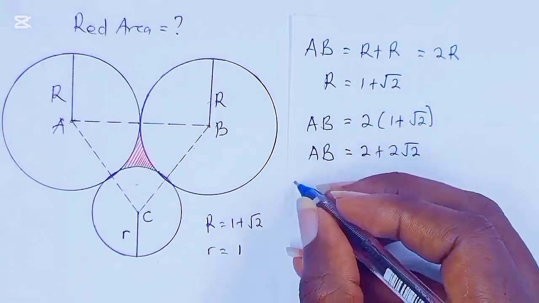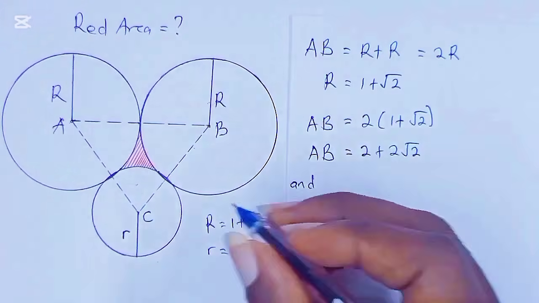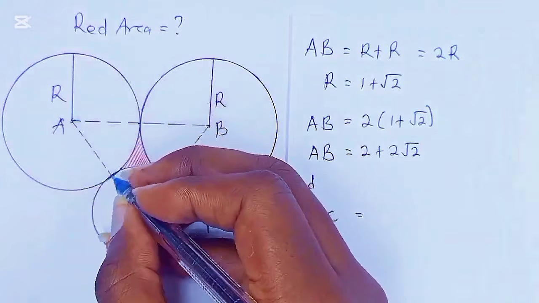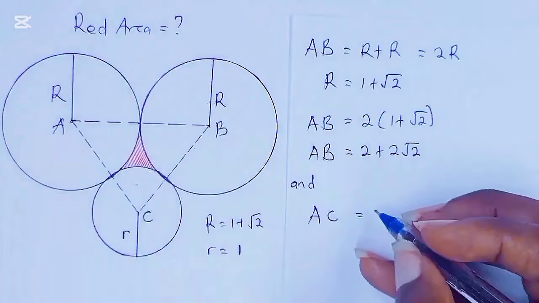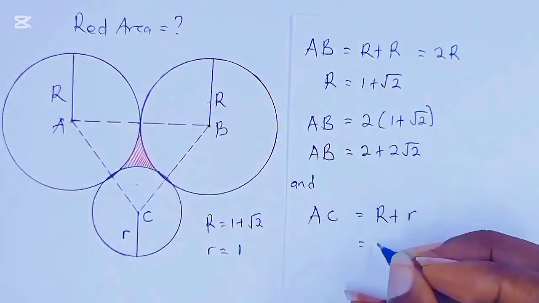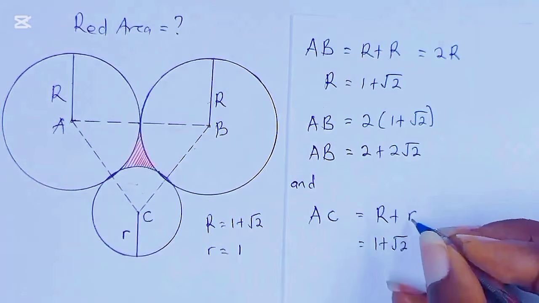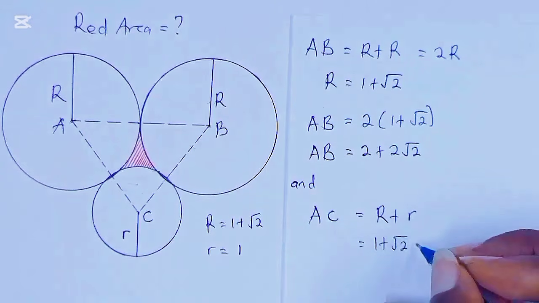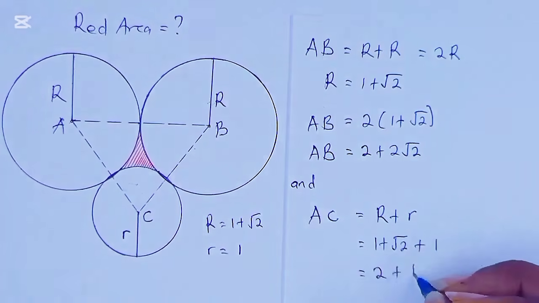And AC is equal to, this is capital R, and from this point to this point is small r. So AC is equal to R plus r, which is equal to, we're told that R is 1 plus root 2, and we're told that small r is equal to 1. So plus 1, we shall get 2 plus root 2.